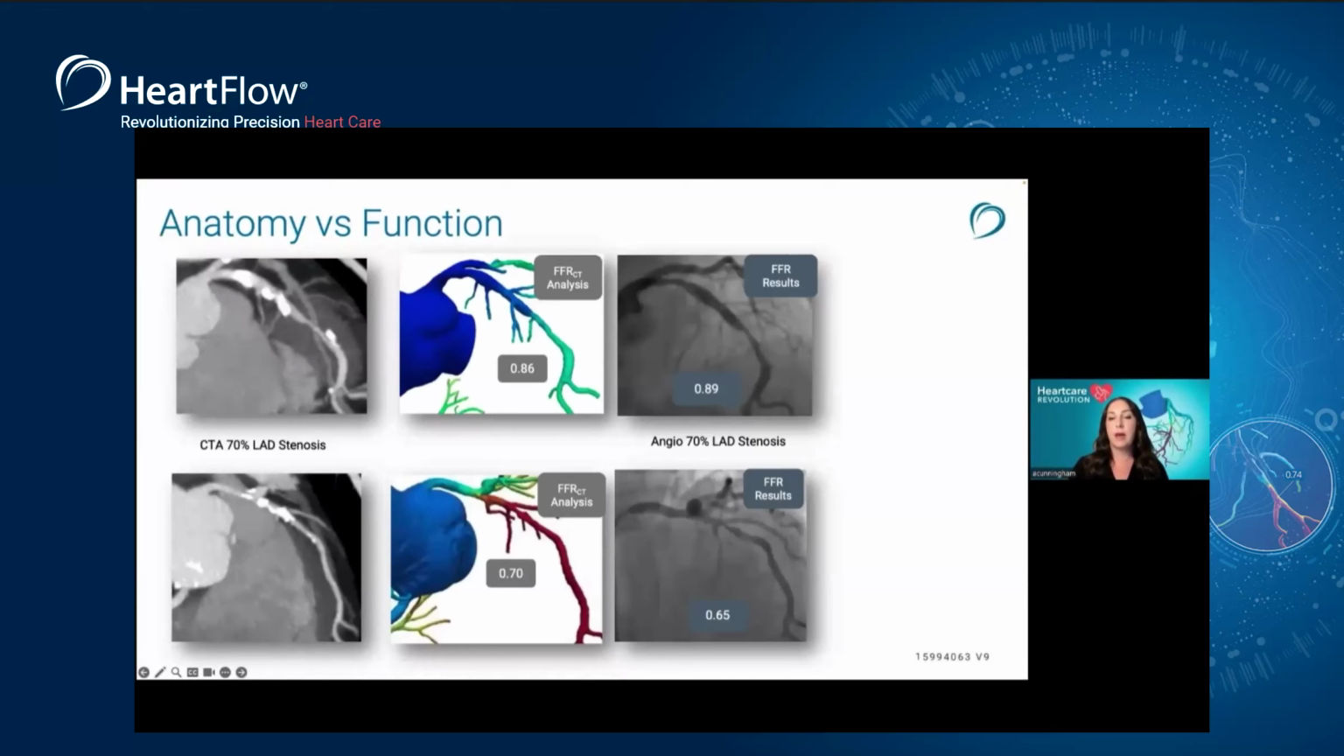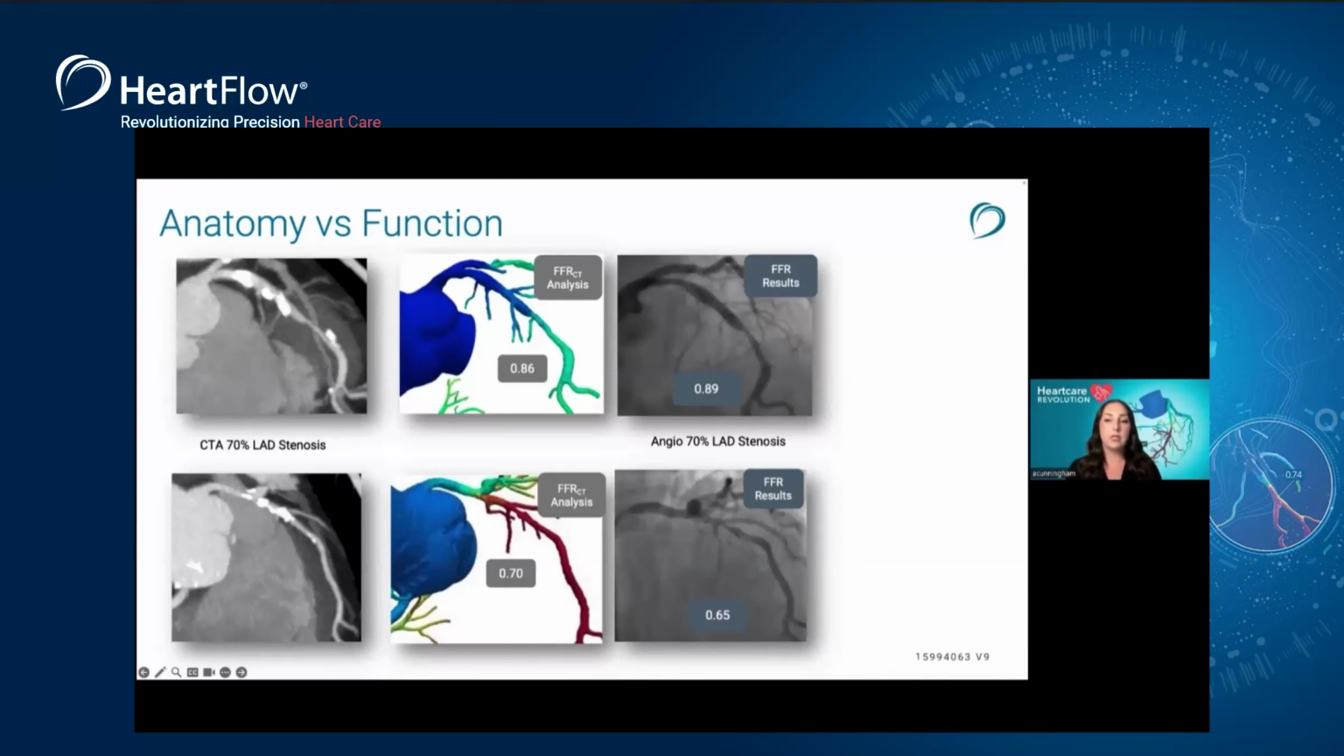Here we can see the mismatch between anatomical and function. For the patient on the top, the anatomical stenosis is again visualized by invasive angiography. But when the FFRCT is performed, the results measured above the 0.8 threshold, indicating intervention is not necessary. Conversely, the patient on the bottom row would be considered positive with a flow limitation due to FFR and FFRCT values being less than 0.8 threshold in both instances.